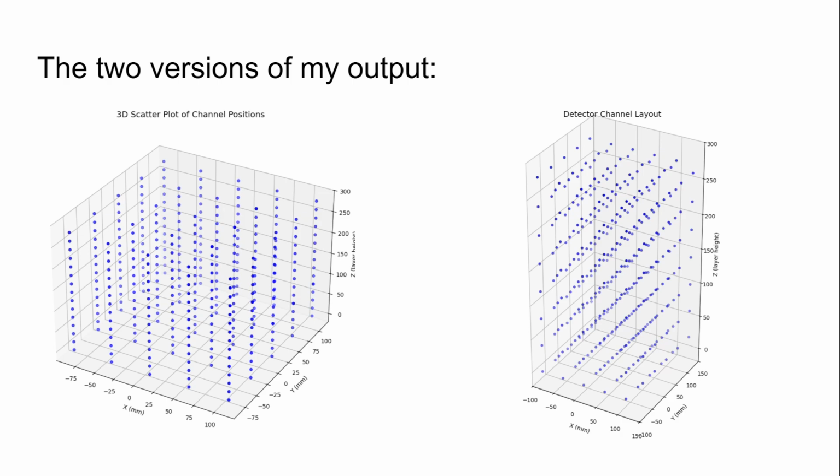So here are the two versions of my output for my code. We have version 1 over to the left, and then version 2 over to the right. Version 1 and version 2 have quite a drastic change between the two. Version 1 just shows position, while version 2 shows position and an alternating pattern between channels.